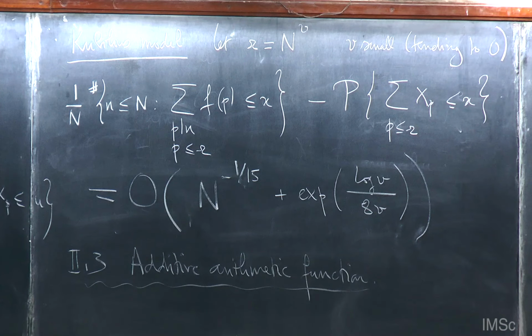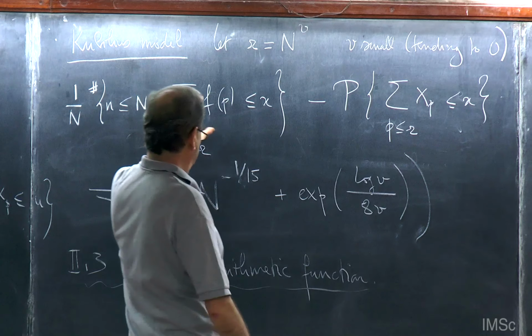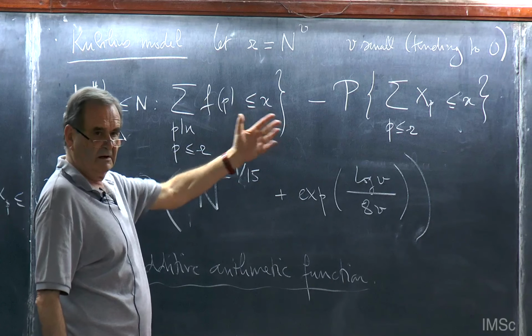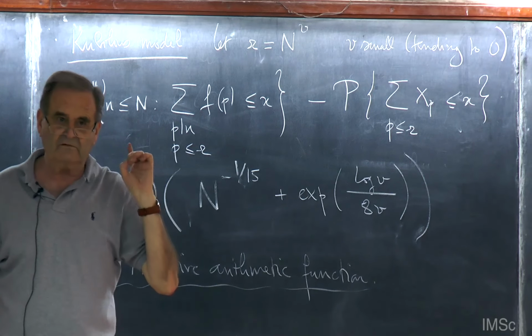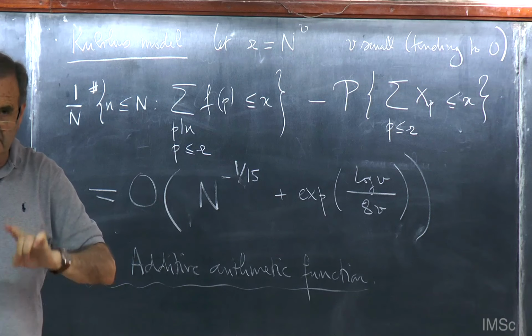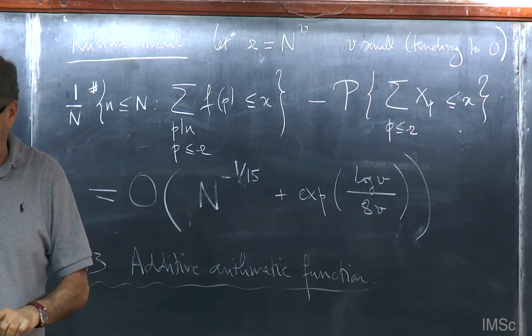So this is what we call the Kubilius model, which tells you that this is fine. So for example, once you have something like the Kubilius model, but as I tell you, it is non-trivial, it depends on sieve methods. So in some way you have something which is hard on the number theory side.